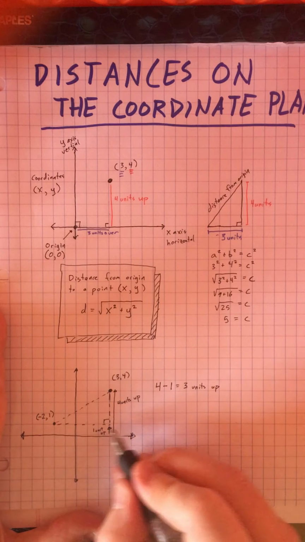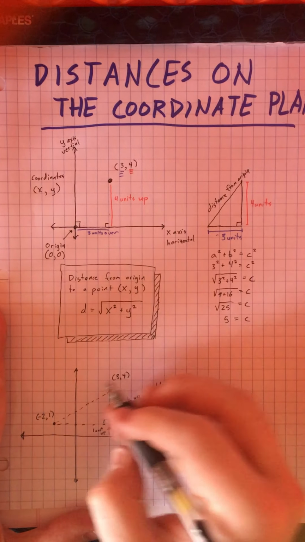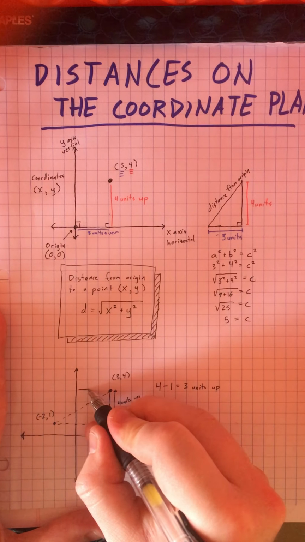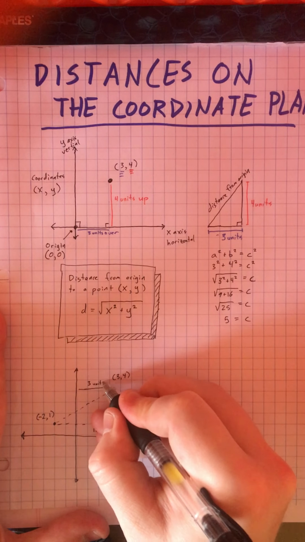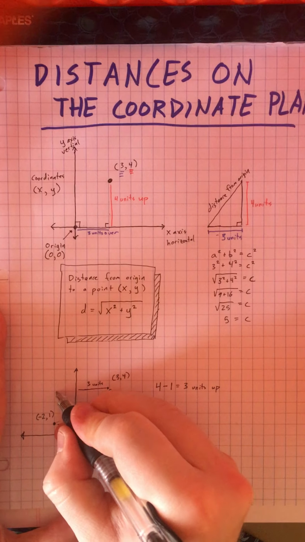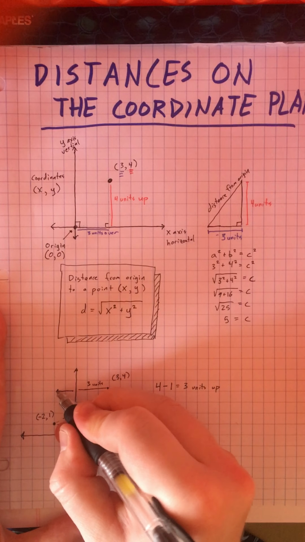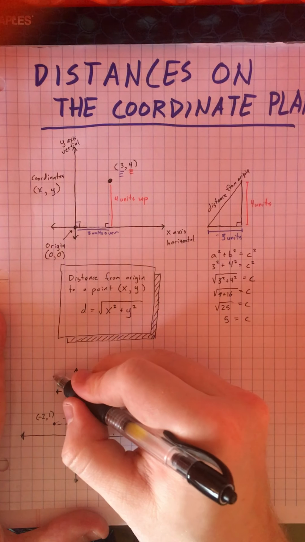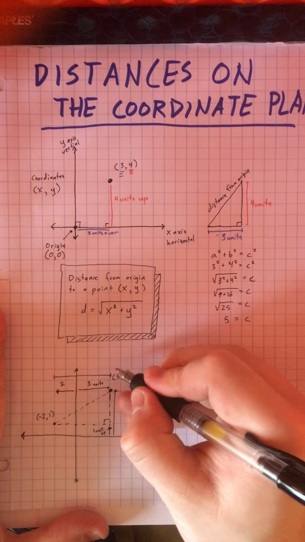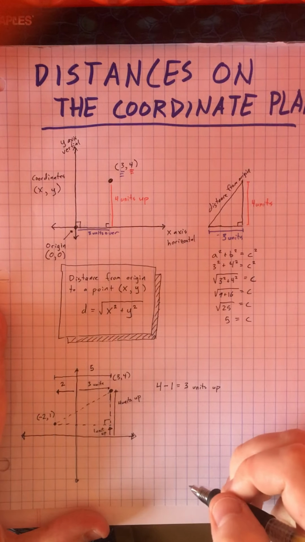Now what about this distance? This point is 3 units away in x, to the right. To get to this one over here, we have to go an extra 2 units. Altogether, this length should be 5.